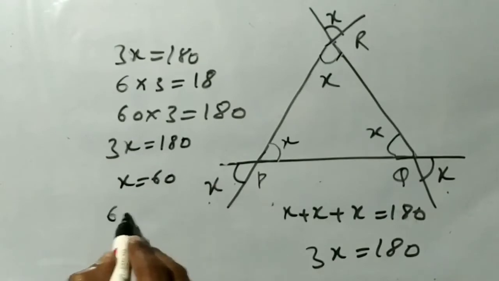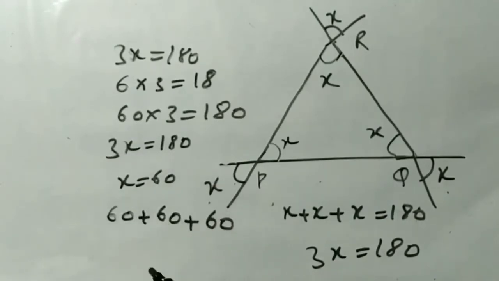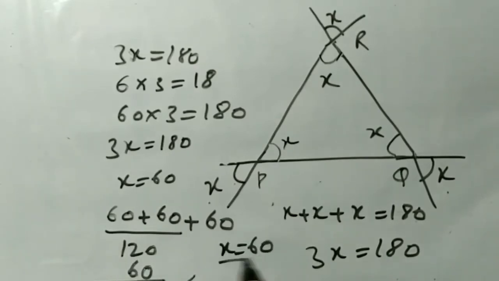That is 60 plus 60 plus 60. Let's verify whether the angle is correct or not. 60 plus 60 is equal to 120. 120 plus 60 is equal to 180. So we get x is equal to 60.